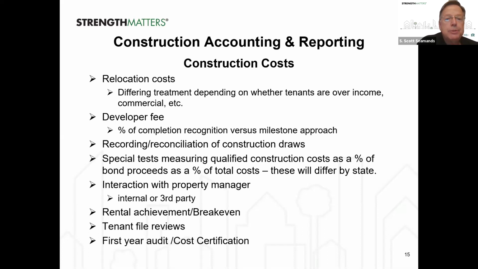The fourth one, special tests measuring qualified construction costs as a percentage of bond proceeds. This is really talking about mainly the 50% test. So when you're dealing with acquisition rehab 4% credits, you're probably dealing with tax exempt bonds as a financing source. And in order to pass the 50% test, the sum of all the bonds drawn has to be divided by the land and the building eligible basis building costs, and has to be more than 50%.